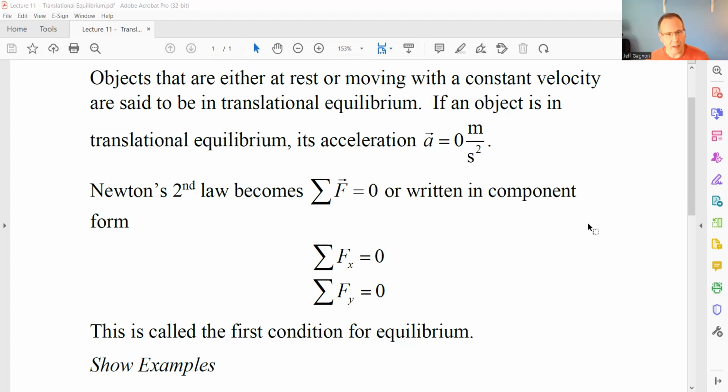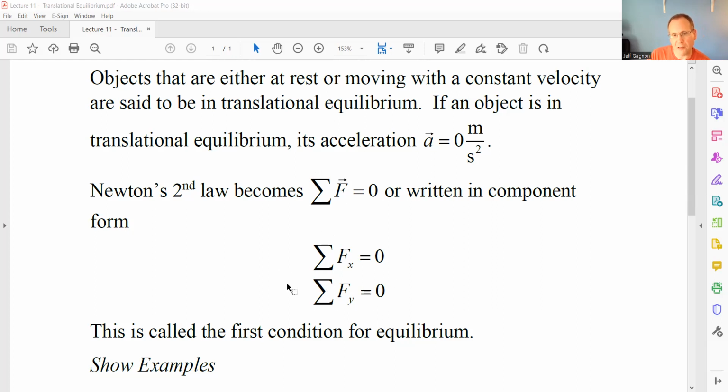Now, if we have a coordinate system and we write this in terms of the components, then we can write this vector equation: the sum of the forces, these are all vectors, is equal to zero. If we find all the components of all the forces acting, then we can split this up into two scalar equations. One is that the sum of the forces in the x direction has to add to zero, and the sum of the forces in the y direction has to add to zero.